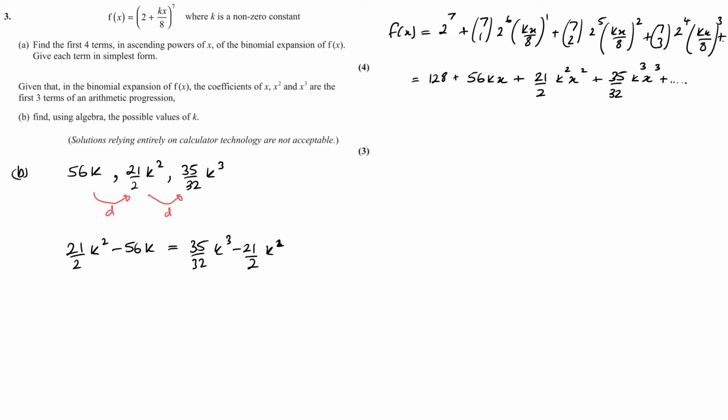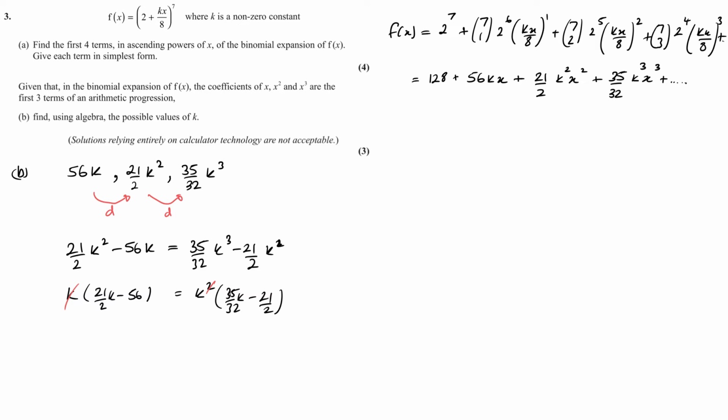Okay, so just factorize both sides. So you've got k here, 21 over 2 k minus 56, and here we have a k squared outside, 35 over 32 minus 21 over 2, and this one has a k in it. So immediately now I can say, right, I can definitely divide by k from both sides, can't I? And then once I've done that, I'm going to simplify. And I suppose I didn't really need to factorize to do this. I could have just taken a k out of each one.